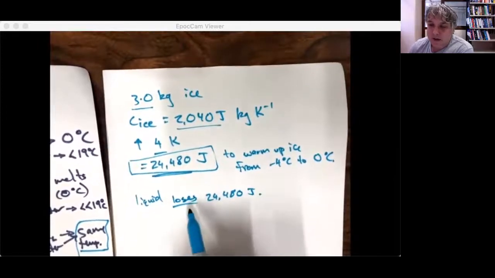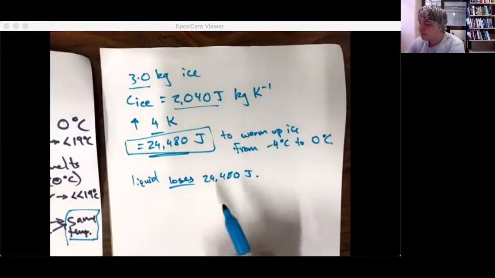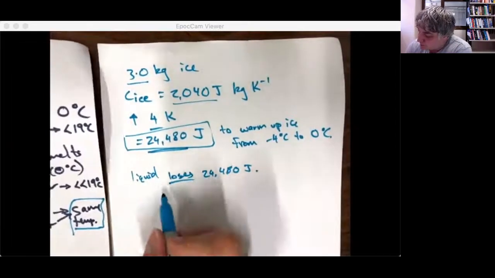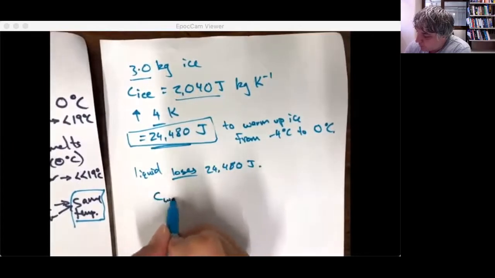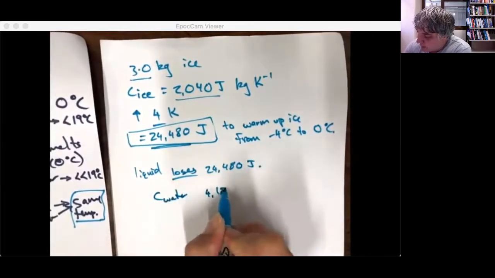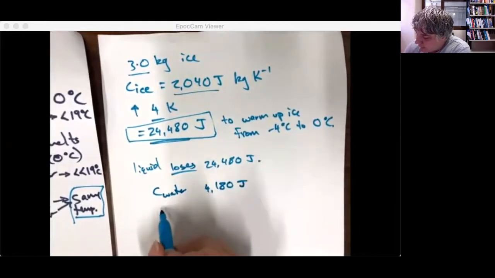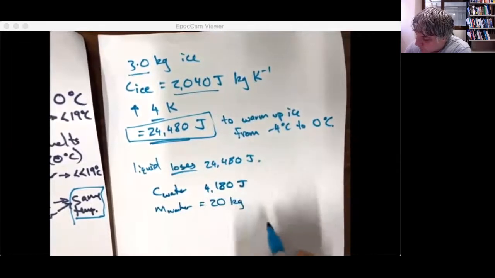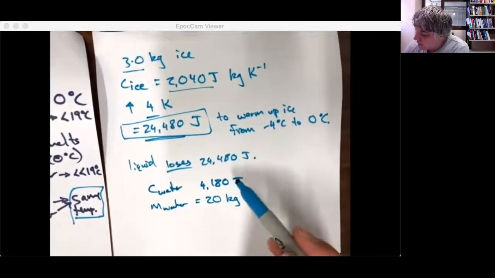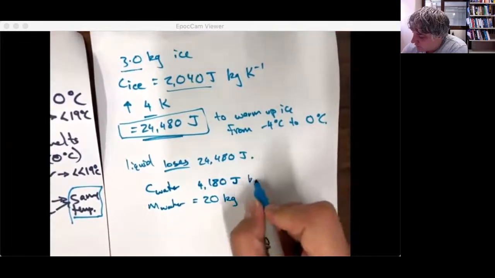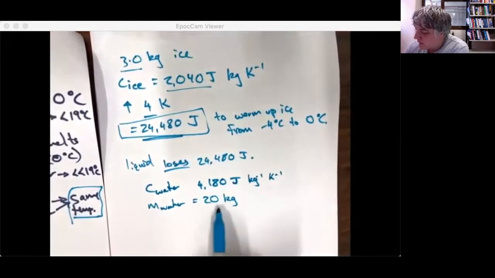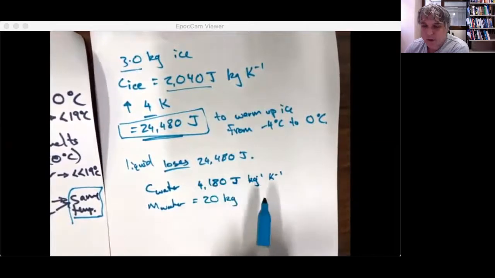So the liquid water must go down by 24,480 joules. And given the liquid water is 20 kilograms, we know that c of water is 4,180 joules per kilogram per Kelvin. And we know that the mass of the liquid water is 20 kilograms. We know how much energy there was, we know how many kilograms there were, and we know how much energy each kilogram needs to move by 1 Kelvin.